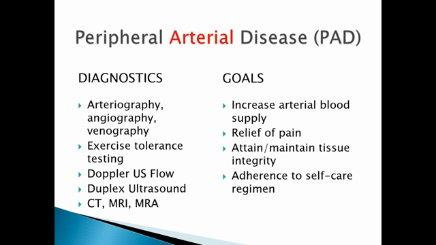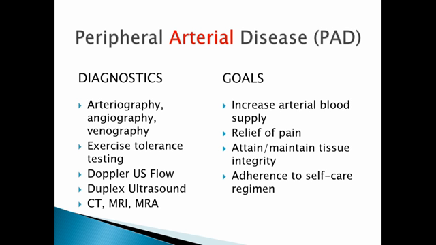So diagnostics with this, again, we're looking at arteriography, angiography, venography, looking to see the actual structure and blood flow of that particular vessel. We can do exercise tolerance testing to see how exercise is impacting the circulation of that particular extremity. As I mentioned before, the Doppler ultrasound flow or the duplex ultrasound. Of course, we can look at CT and MRI.